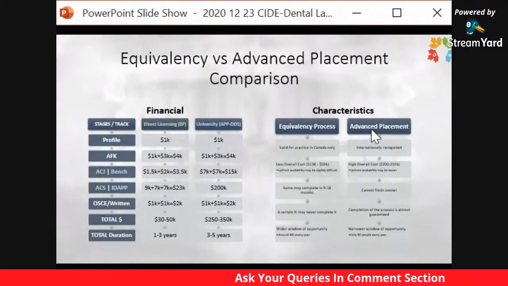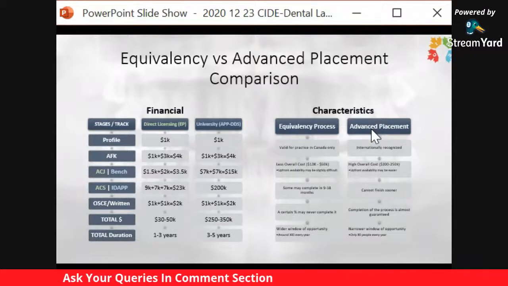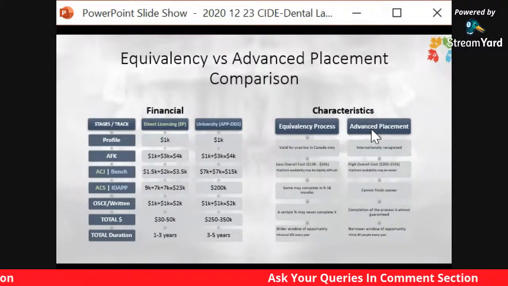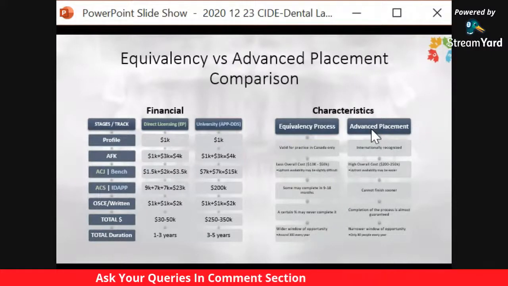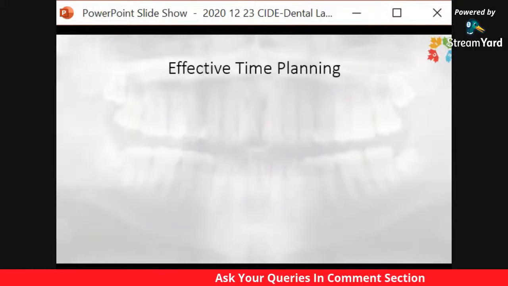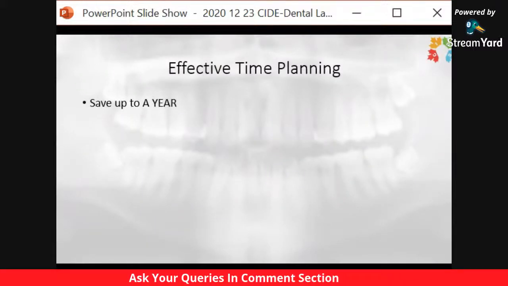The university route has a high overall cost, and you cannot finish it sooner. It will take the time, like 3 to 4 years, to get that completed. But once you get in, it is pretty much guaranteed. And the window of opportunity is slightly narrowed because less than 100 people get entry every year.